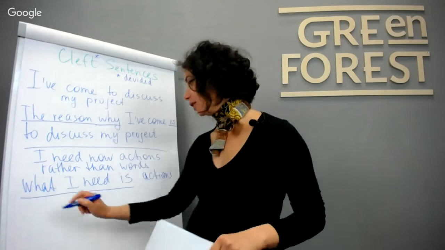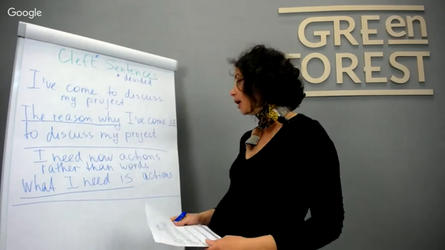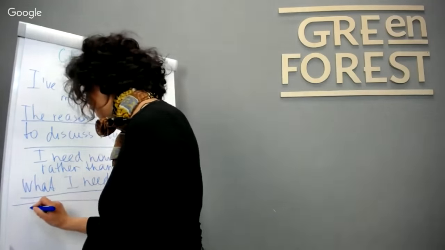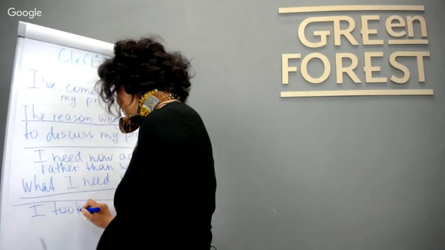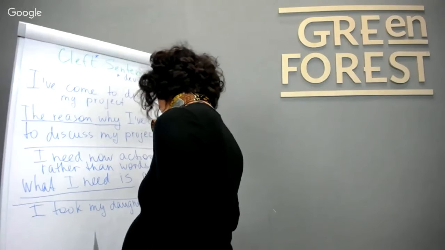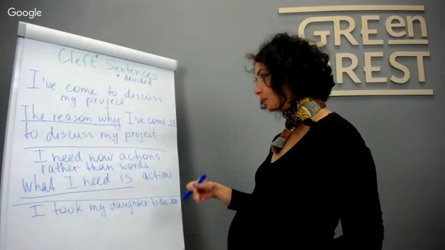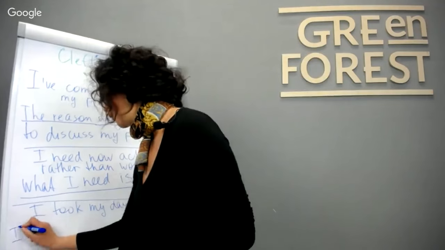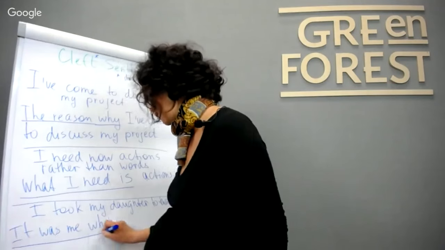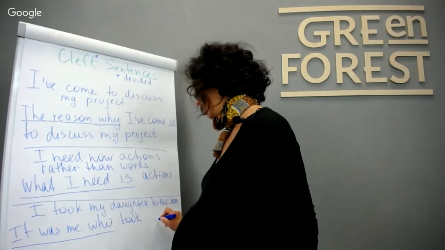And the last thing I wanted to tell you is that very often we can create cleft sentences with it. For example, the regular sentence: I took my daughter to the zoo. So how can I create a cleft sentence with it? I can say, it was me who took my daughter to the zoo. And this is our cleft sentence.